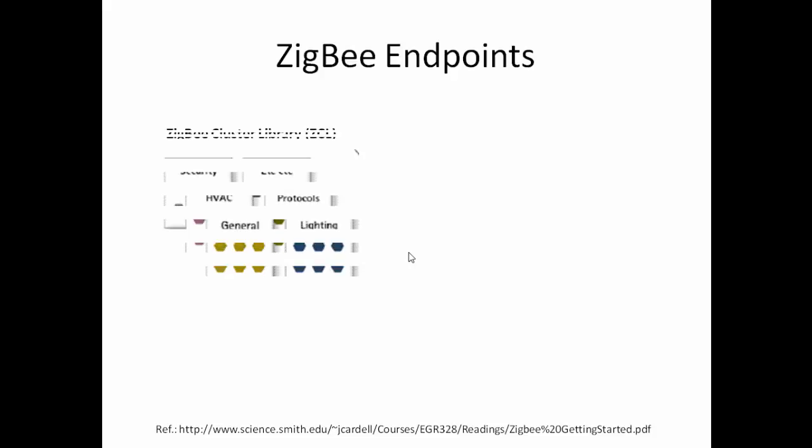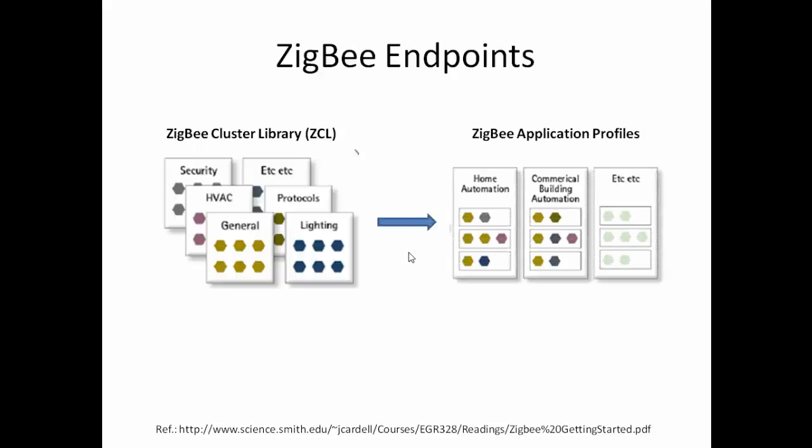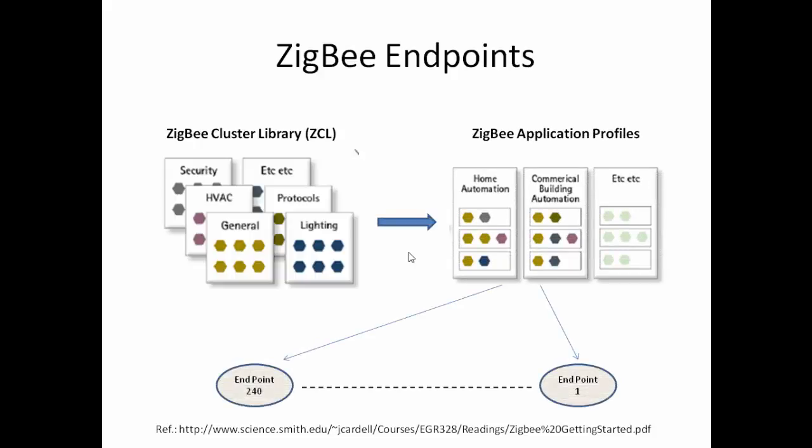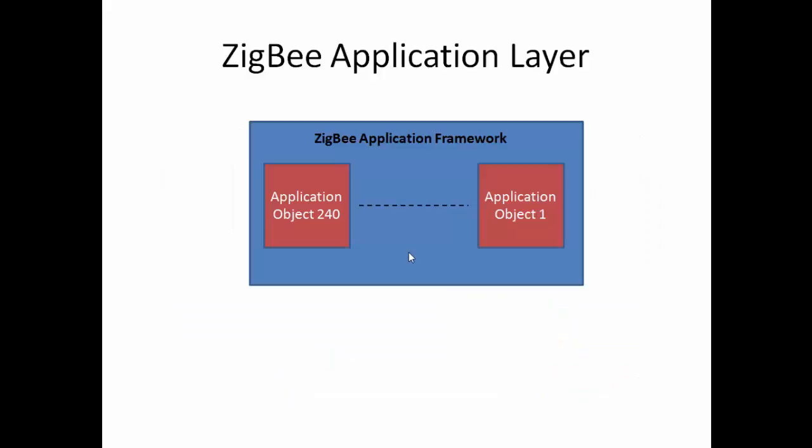Now, how does this all fit into the protocol stack? So we have the ZigBee cluster library, using which ZigBee application profiles are defined, and these ZigBee application profiles are implemented as endpoints in a certain node. Each endpoint implements a single device type from a single application profile. So a node can have up to 240 endpoints, and each of these endpoints implements a single device type from a single application profile.